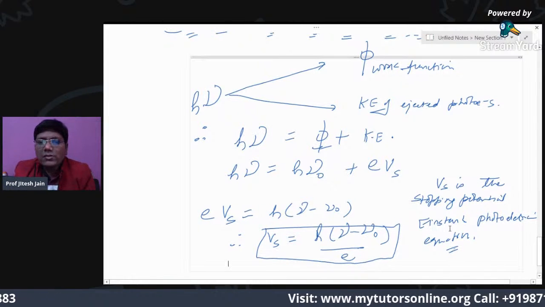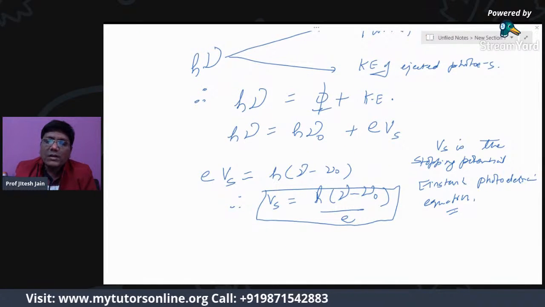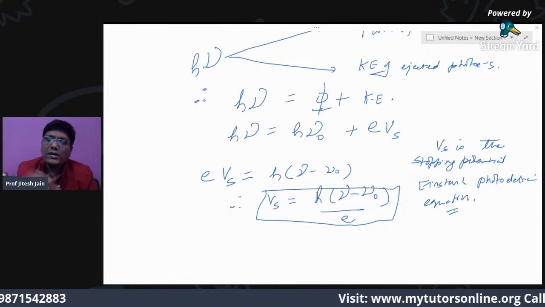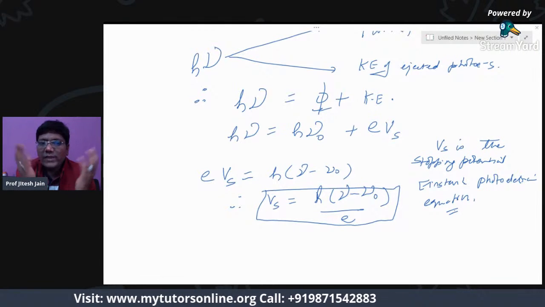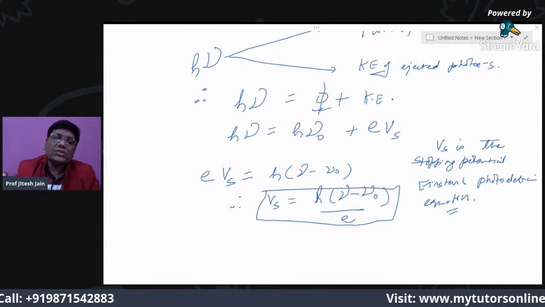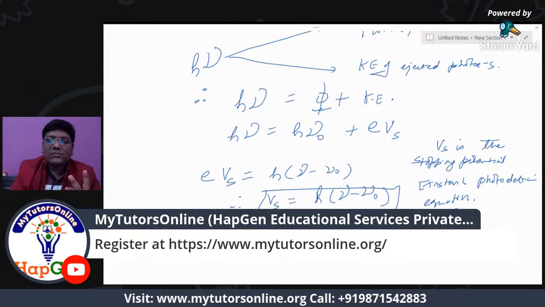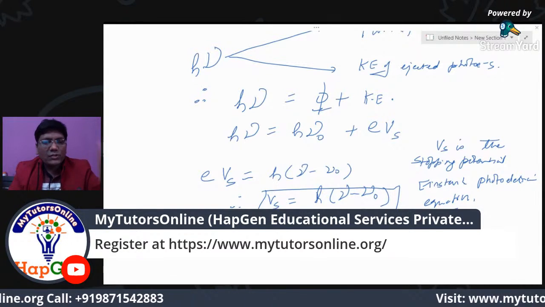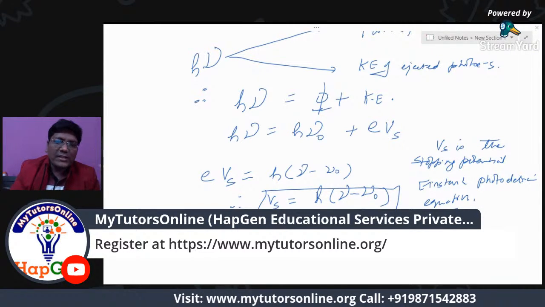So according to Einstein, the entire concept of the photoelectric effect, particularly the prediction of the photoelectric current, depends on two things. One is the threshold frequency of the metallic surface, the minimum frequency required for the ejection of photoelectrons, and the other is the stopping potential. In this equation there are only two variables, nu 0 and Vs, because nu is fixed: you know what frequency of light you are incident with.